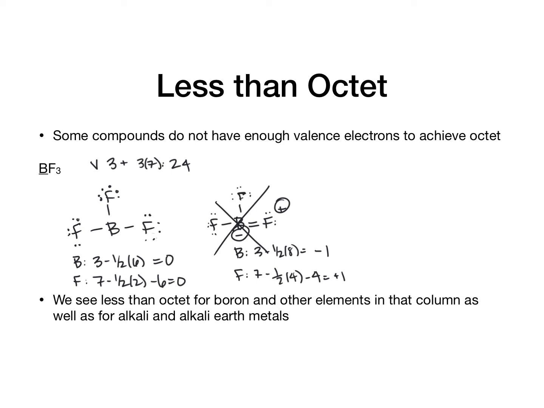We can see less than octet for boron and all other elements in that column, such as aluminum, gallium, indium, and thallium, as well as alkali and alkali earth metals. So when we think about things like sodium or magnesium or beryllium, which can make covalent like bonds, we can see that they are content to have less than octet.